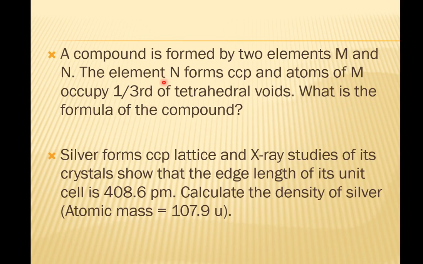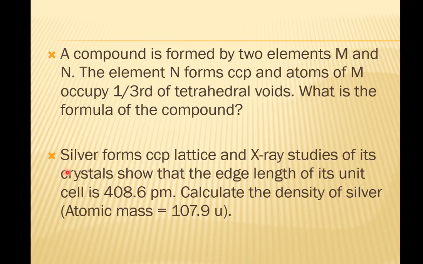Suppose the number of N atoms is equal to x. It forms CCP. M is in tetrahedral voids. You know number of tetrahedral voids will be 2x because it is double the number of atoms. But M is present in 1/3 of that. So it will be equal to 2x divided by 3. N we have assumed to be x. M will be 2x divided by 3. So now you can calculate the formula.